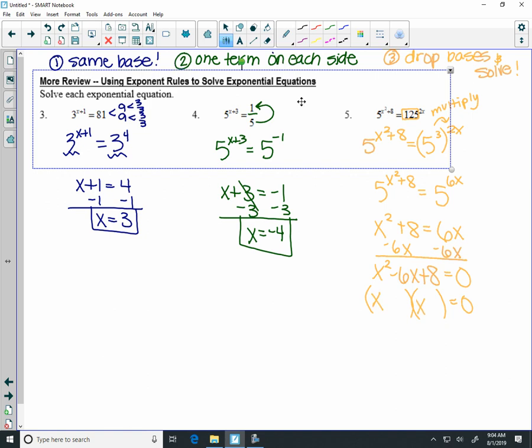And this is a pretty simple little factoring problem. Two numbers that multiply to positive 8 and add to negative 6 are negative 4 and negative 2. So that means that x equals 4 and that x equals 2.